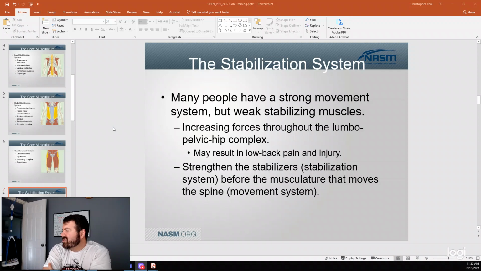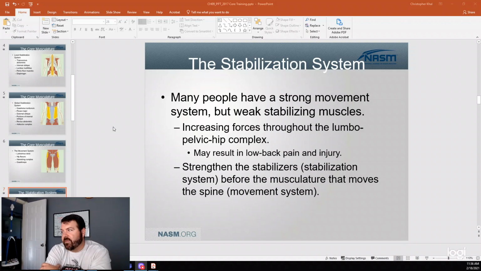Movements aren't as solid, and there's more room for error and injury as a result, I guess is the best way to say it. Strengthening the stabilizers, hence the stabilizing system, before the muscles that move the spine, your movement system, really helps with a lot of things. Usually if you increase your core strength and stability, everything else is more efficient.